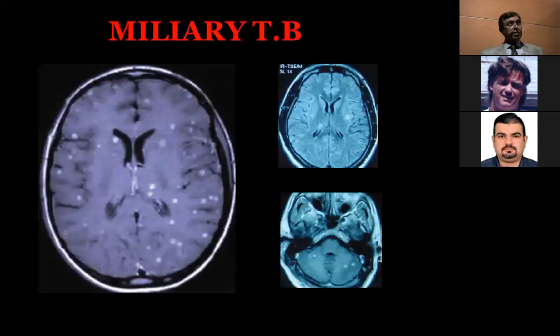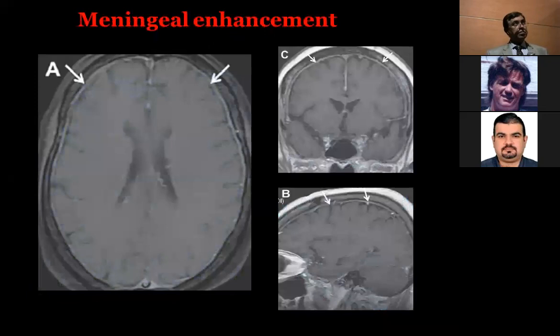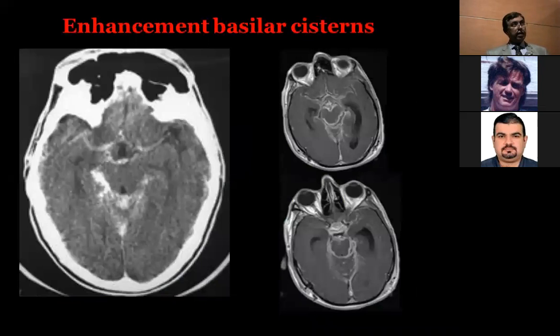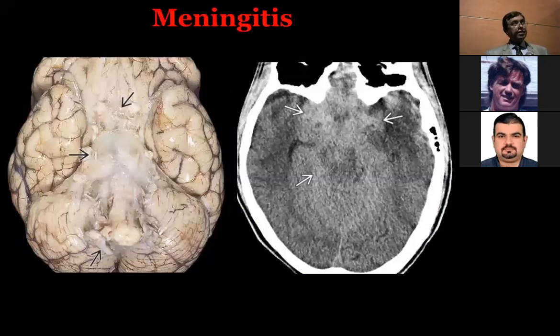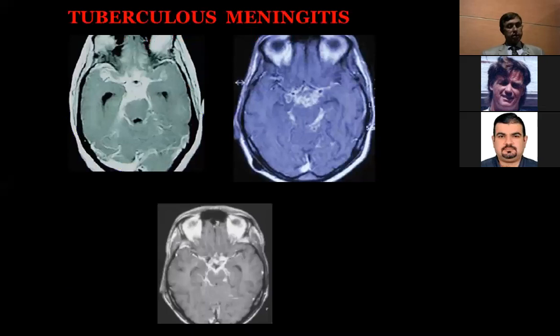So this is a tuberculoma in medullary TB. This is meningeal enhancement in the form of meningitis. And again, the basilar meninges. Meningitis is exudative, and especially in the basal system, it can cause lots of adhesions. Look at this, in the basal meninges. That's why they develop hydrocephalus, because it will block the CSF pathway.